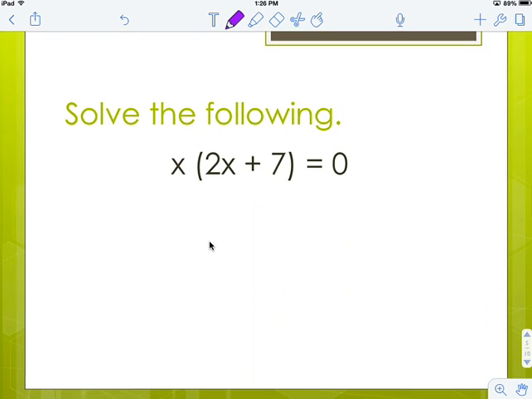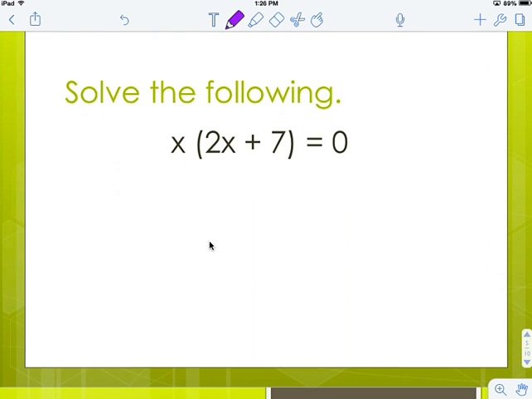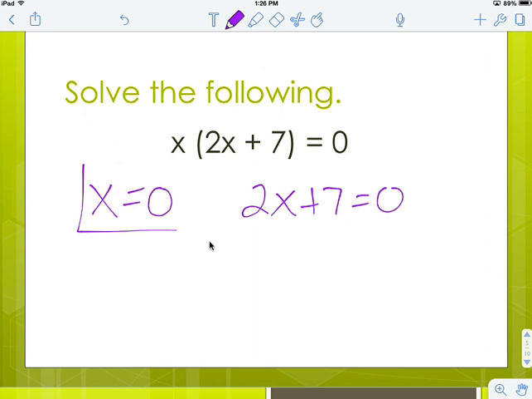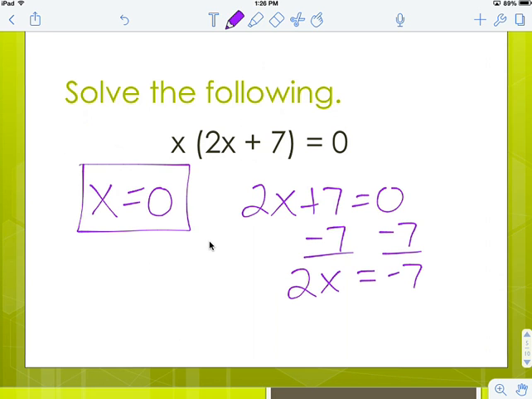Now you're going to have an already factored problem where you have x as a GCF and then 2x plus 7 left over. Same concept goes here. x is going to be 0 or 2x plus 7 equals 0. Here, x is 0 is already solved, so you don't have to do anything further. Here, you have to subtract the 7 and then divide the 2. So x is negative 7/2.